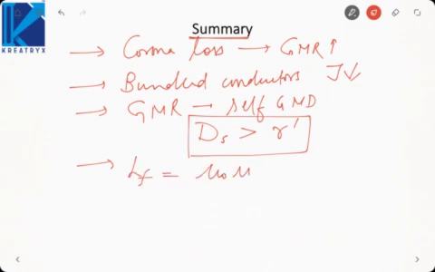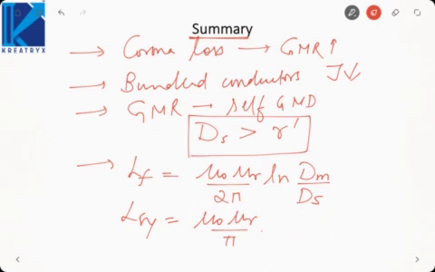Inductance was mu naught mu r by 2 pi ln mutual GMD by self GMD, and L system was mu naught mu r by pi ln mutual GMD by under root ds1 ds2. Then we saw some of the advantages of bundled conductors. So that is why the practically used conductors are bundled conductors. In the next class, up to now we have been considering only single phase, we will see how three-phase transmission line conductors are arranged and what are their advantages and disadvantages. That we will see in the next class.